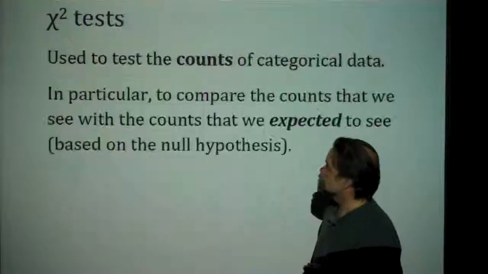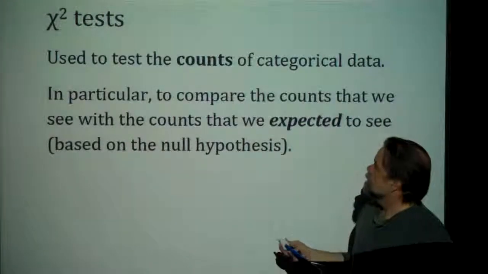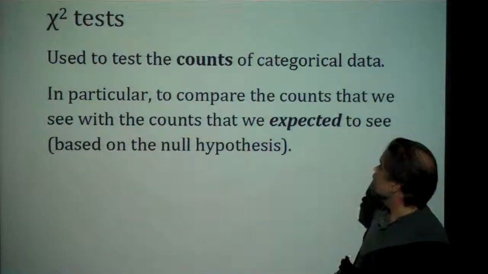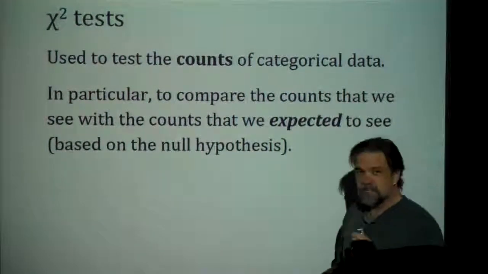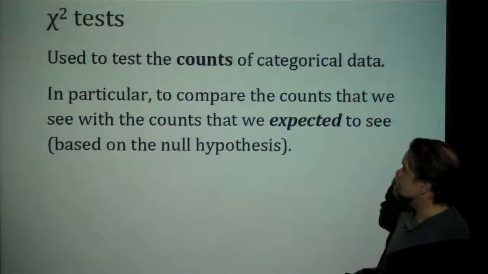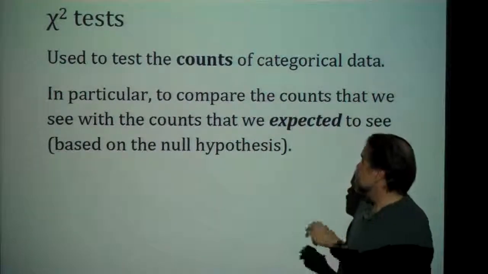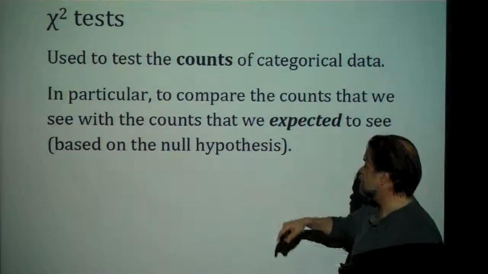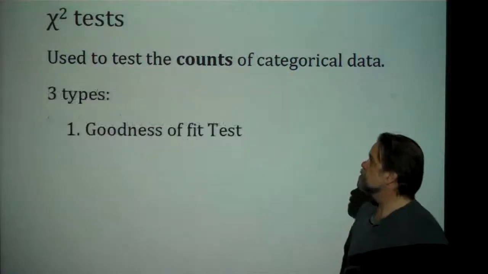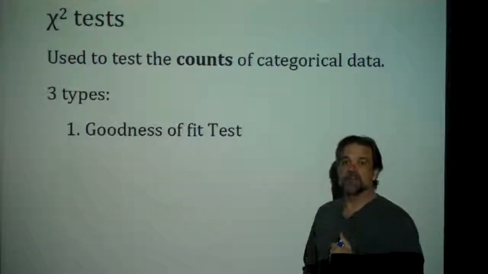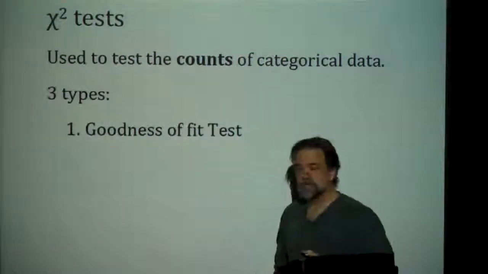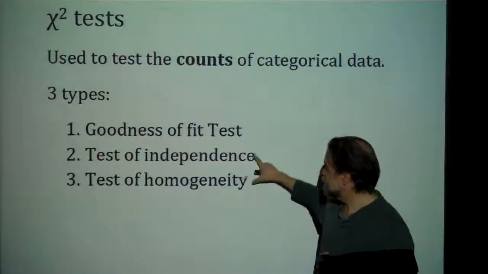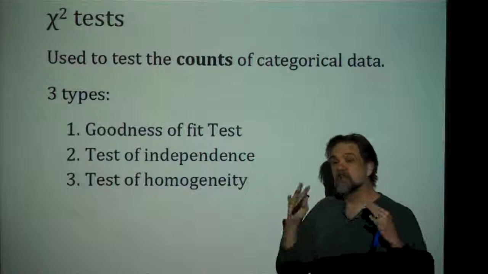So, let's go on. Chi-squared tests. Like I said before, they're used to test the counts of categorical data. In particular, we're comparing the counts that we observe with the counts that we expected to see. All right? And that's what our null hypothesis is going to be, what we expected to see. Okay? There are three types of chi-squared tests. One is the goodness of fit test, one is a test of independence, and one is a test of homogeneity. Okay? These two, the test of independence and test of homogeneity, are really, really similar.